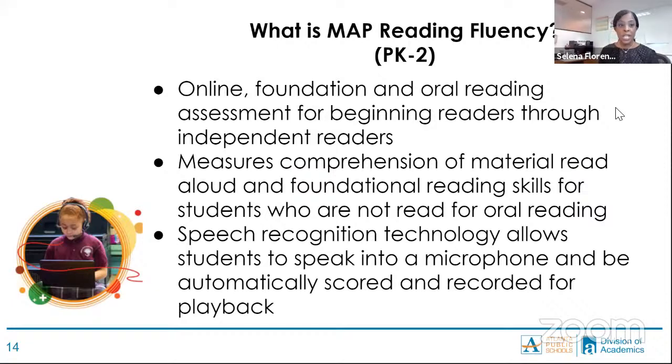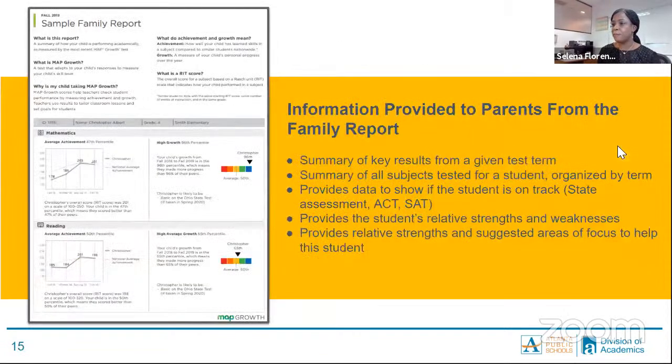Our MAP reading fluency assessment, remember, is given to our pre-K through 2nd grade students. It is online. It's assessing our foundational and oral reading skills for beginning readers through independent readers. It measures comprehension of material that is read aloud to students. It also has a speech recognition piece, and that technology allows students to speak into the computer, and then it assesses or scores them based on what the computer has heard. It is assessing foundational skills for our early learners.